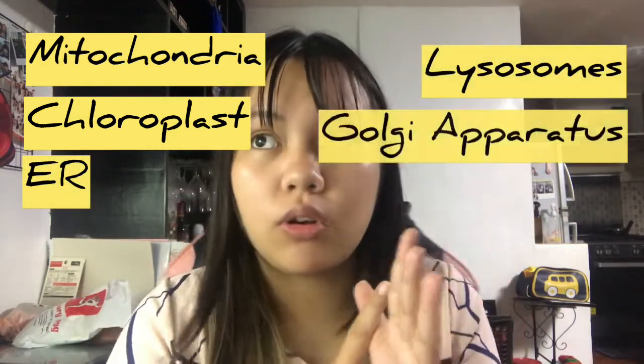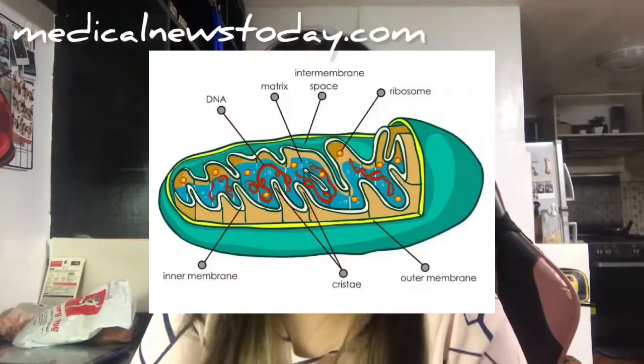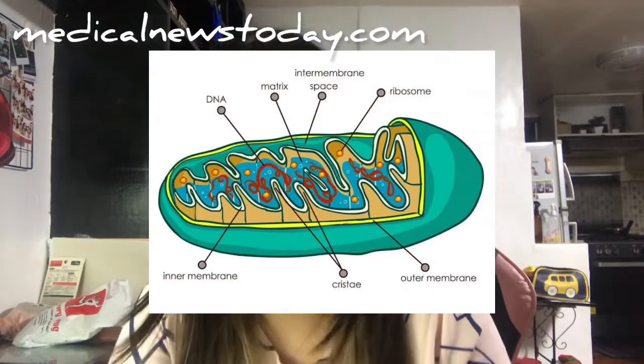What are these? So this includes the mitochondria, the chloroplast, the endoplasmic reticulum, lysosomes, and Golgi or Golgi apparatus. A lot of these terms are actually pronounced differently depending on the book, depending on your teacher. It's up to you. You decide. So what is the function of the mitochondria? This generates most of the chemical energy needed to power the cell's biochemical reactions.